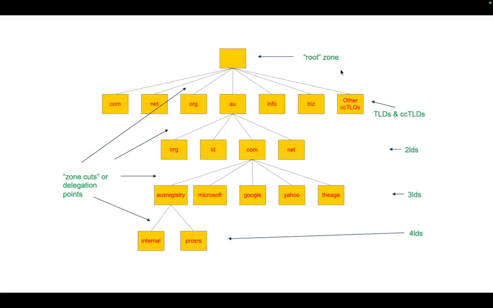Starting point is the root zone, which is a dot, and there are top level domains and country specific top level domains. Beneath those country specific top level domains there would again be commercial and organizational domains, which are called two level domains, and beneath those there are third level domains based on our requirement. Beneath those the hierarchy could go further, could be internal, pros, and the list goes on.